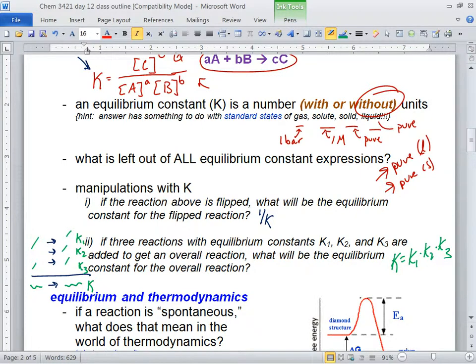And you could see that they're going to cancel out here too, because you could write in their equilibrium constant expressions for K1, K2, and K3. Since they're all being multiplied, stuff is going to cancel. If you cancel it over here, it's going to cancel when you multiply it too.